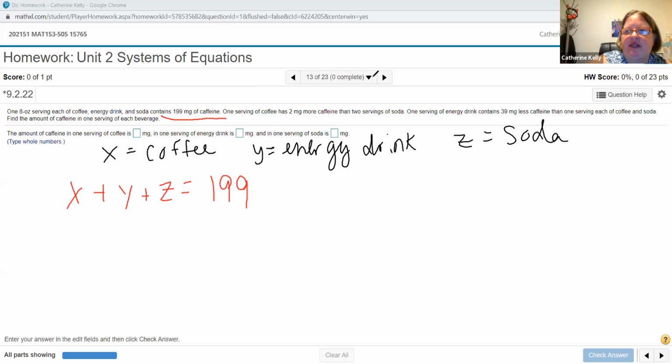Then the next piece of information gives you information for the next number. And it says 1 serving of coffee has 2 milligrams more caffeine than 2 servings of soda. So coffee, which is X, has 2 milligrams more than 2 servings of soda, 2Z. And the next one says 1 serving of energy drink has 39 milligrams less caffeine than 1 serving each of coffee and soda.